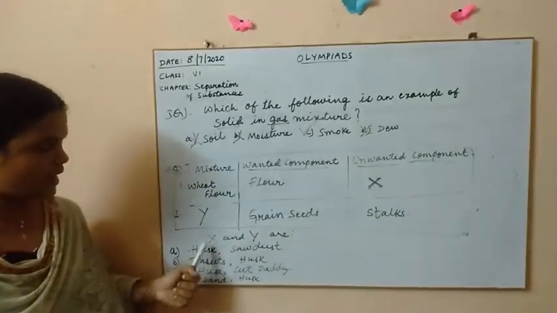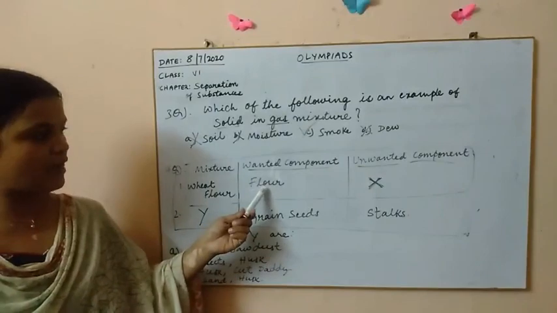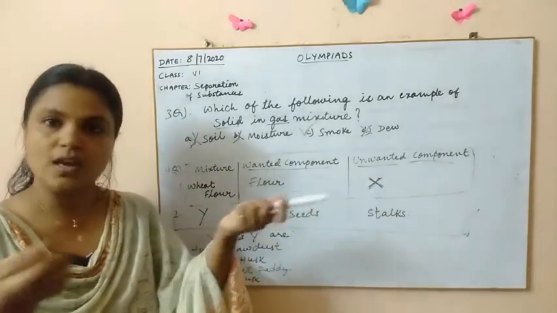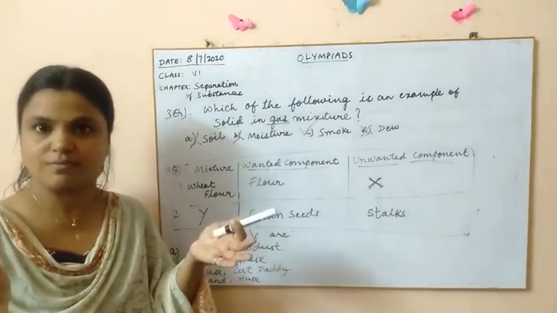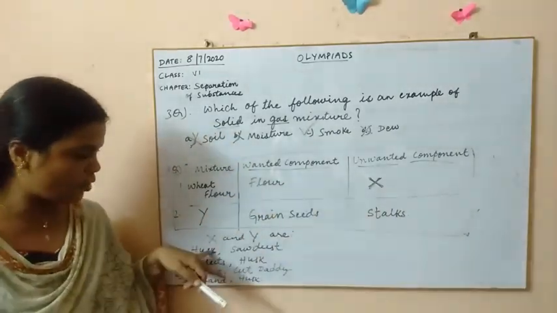The first one is X is husk. So wheat flour, flour is the wanted component, and naturally husk we don't want, so we separate it by using a sieve, isn't it? So it can be husk. So one option is correct.